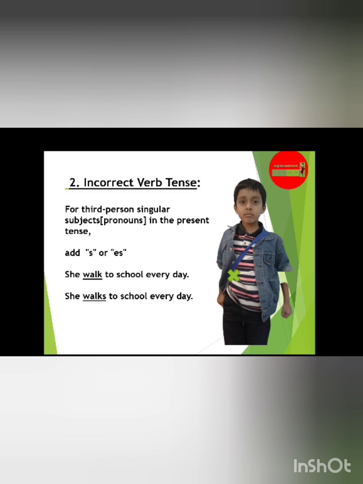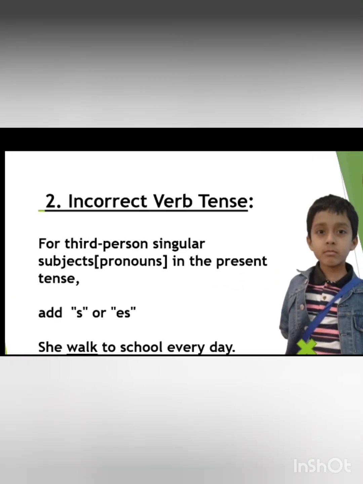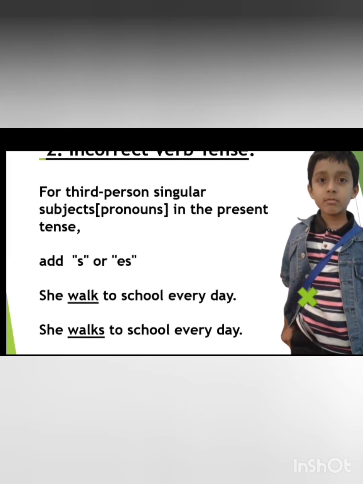Coming to the second rule, incorrect verb tense. Now, what is this? For third person singular subjects or pronouns in the present tense, add s or es. For example, she. First person is I, second person is you. Where we are talking about somebody else is the third person. So now here is the third person singular, that is she, that is, only one girl. So she walks to school every day.